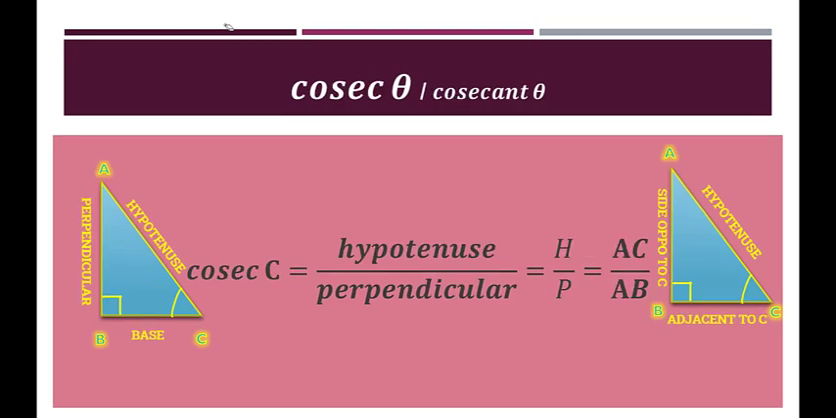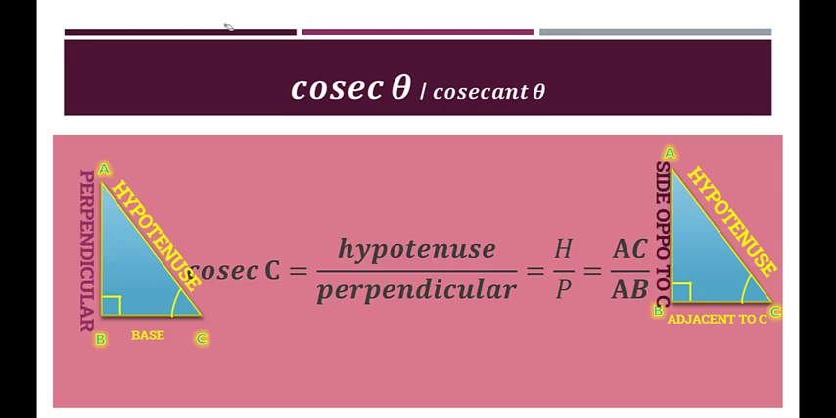Cosecant theta. Cosecant theta is the inverse of sine theta. So sine theta was perpendicular upon H. So cosecant theta is hypotenuse upon perpendicular. So what is hypotenuse? Hypotenuse is nothing but the side opposite to the right angle. So it is AC. What is perpendicular? Perpendicular is opposite to the given acute angle. The acute angle is C here. So the side opposite to angle C is AB. So AB is perpendicular. So cosecant C is AC upon AB.